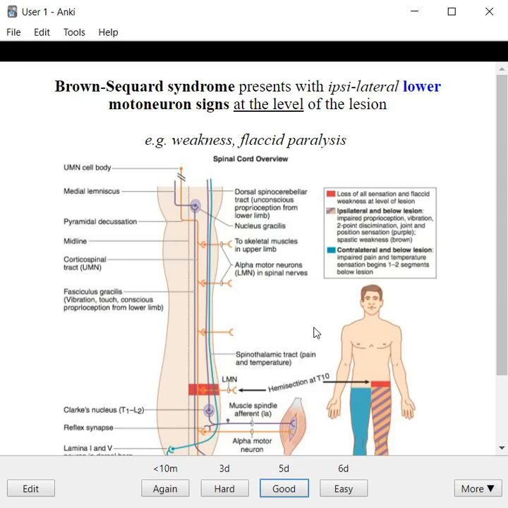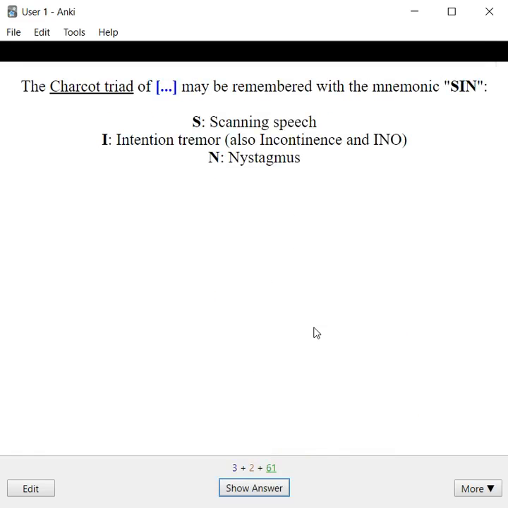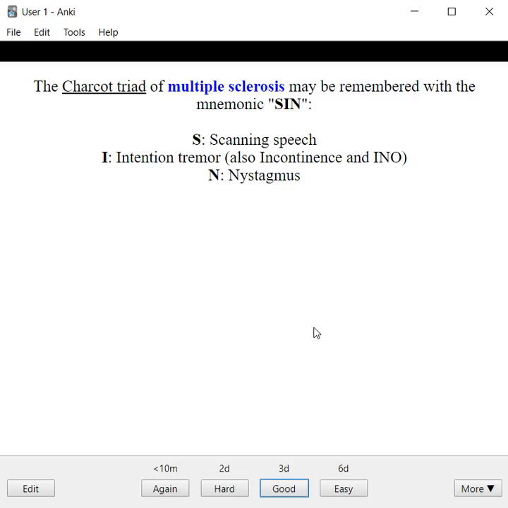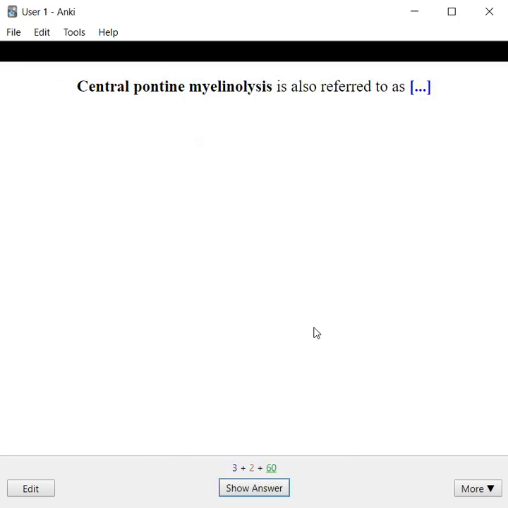Brown-Séquard syndrome presents with ipsilateral what motor neuron signs at the level of the lesion? Lower motor neuron signs at the level of the lesion. The Charcot triad of blank may be remembered with the mnemonic SIN. S is for scanning speech, I intention tremor, also incontinence or INO, and nystagmus. Multiple sclerosis. The Charcot triad of multiple sclerosis.